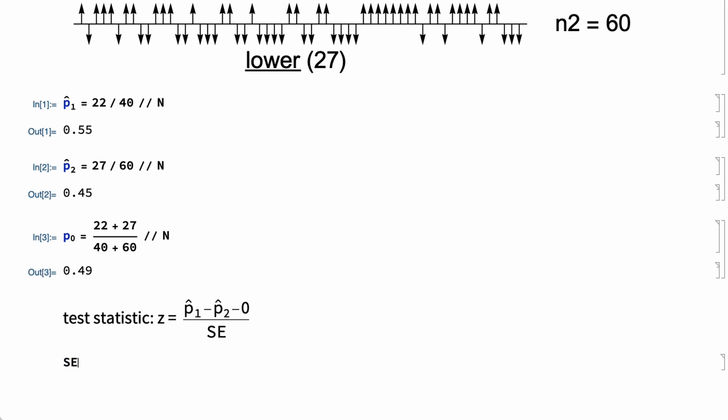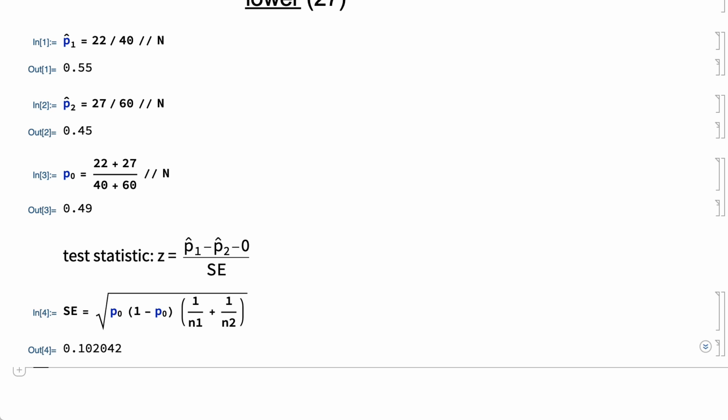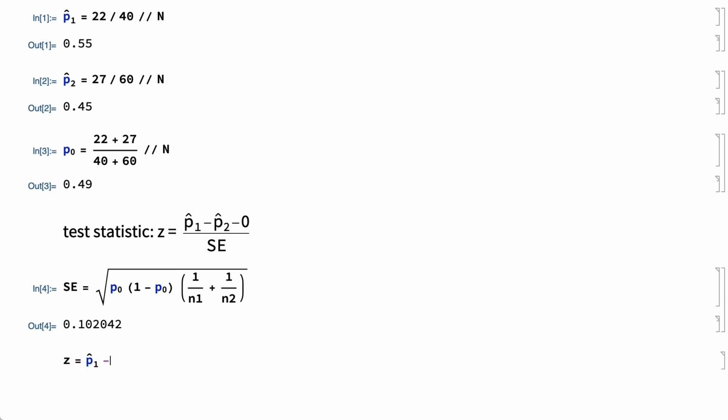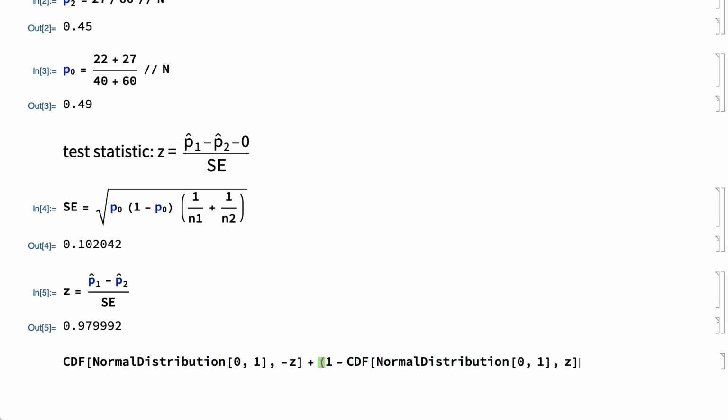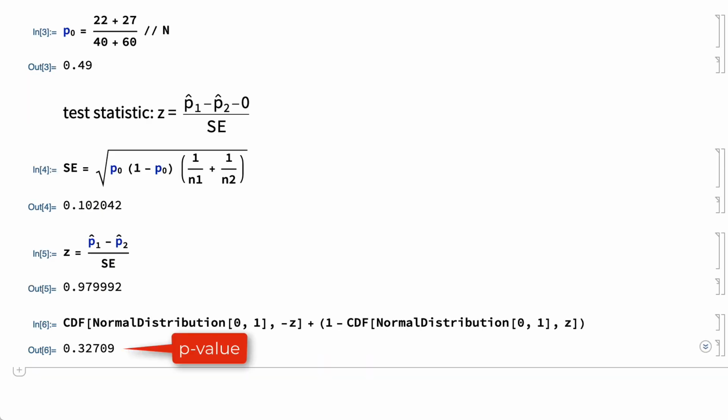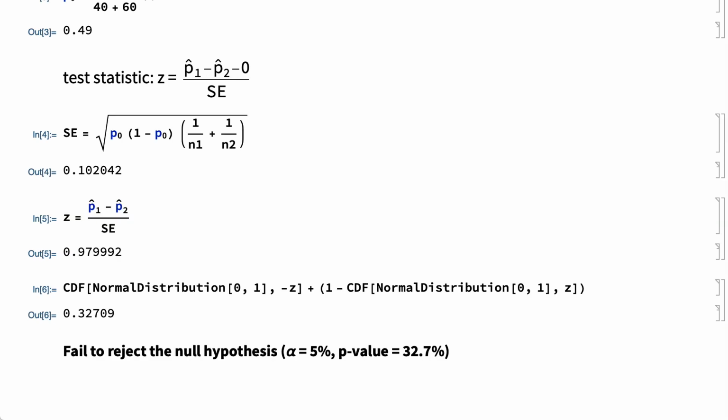The formula for SE is the same formula as the formula used earlier in the discussion of confidence intervals, and those values can then be used to get a value for the test statistic. The p-value is calculated again as before using the cumulative density function CDF and the standard normal distribution. The p-value in this example is about 32.7%, which is relatively large, but p-values this large are certainly not uncommon.